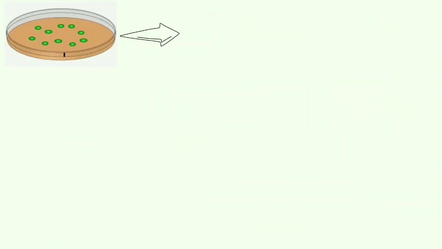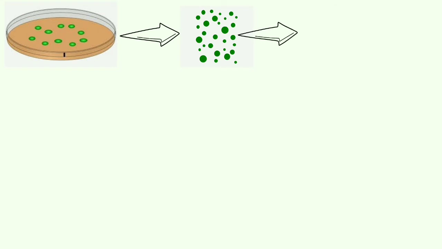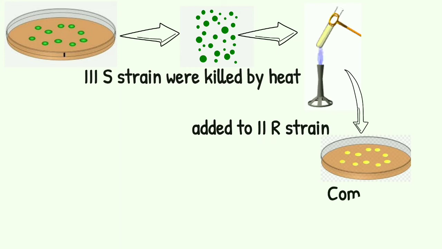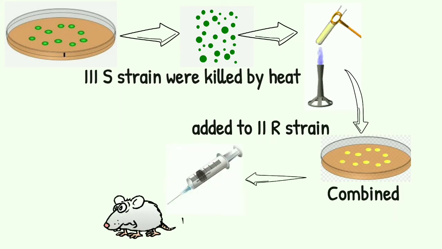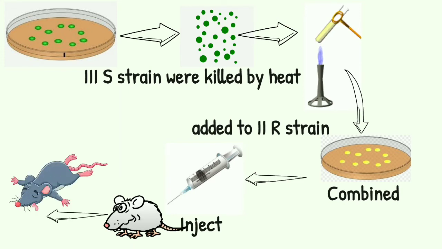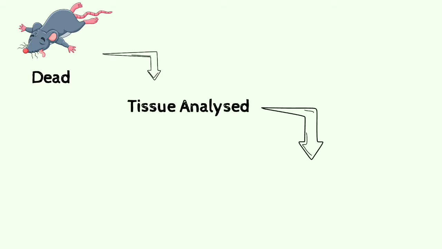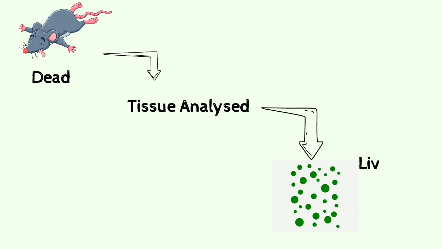Bacteria from the type 3S strain were killed by heat and were added to type 2R strain bacteria. While neither type 3S nor type 2R caused disease in the mice, the combination was able to kill the mice. In this experiment, he was also able to isolate both live type 2R strain and live type 3S strains of pneumococcus from the blood of these dead mice.